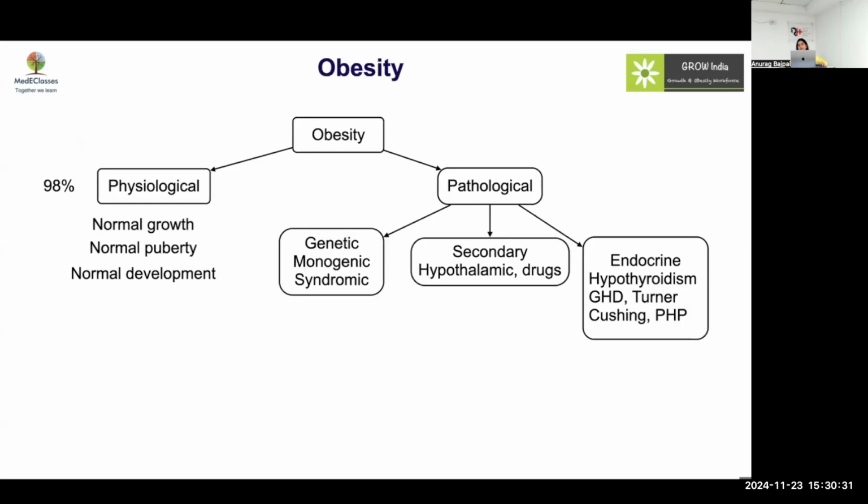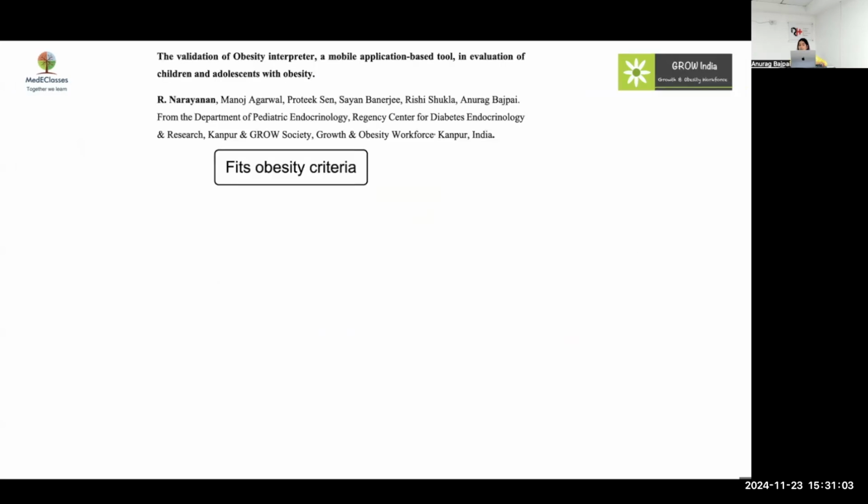And in the pathological, we have genetic, secondary, and endocrine patterns. If we look at the genetic, they are monogenic or syndromic. They have the characteristic feature of hyperphagia, they have vision abnormality, and their puberty is delayed. And if we look at the hypothalamic or drug-induced secondary causes of pathological obesity, they have a feature of hyperphagia. And if we look at the endocrine causes of obesity, like hypothyroidism, growth hormone deficiency, Turner's, Cushing, and pseudohypoparathyroidism, they have a growth delay and also puberty delay.